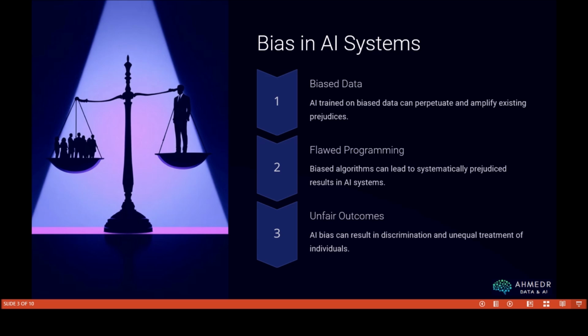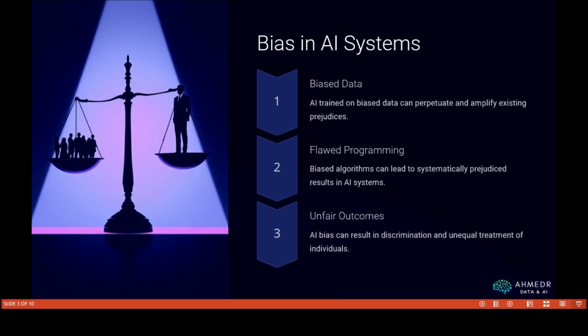Now let's talk about bias in AI. Just like humans, AI systems can be biased. But how does this happen and why is it a concern? AI bias occurs when an algorithm produces results that are systematically prejudiced or unfair due to flawed data or flawed programming. This is a big issue because it can lead to unfair or discriminatory outcomes.